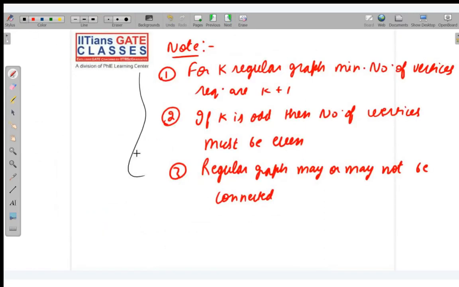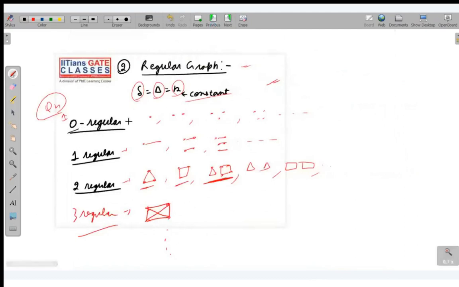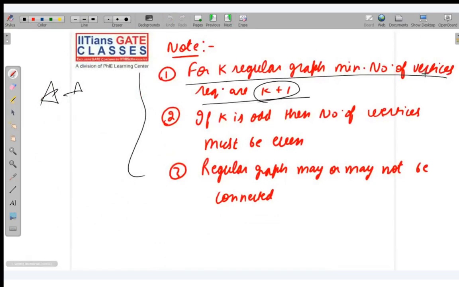So, very important points. These have been asked in GATE many times. First, for k regular graph, the minimum number of vertices required is k plus 1. For example, see this: for 0 regular, the minimum number of vertices was 1. For 1 regular, 2. For 2 regular, 3. For 3 regular, 4. So for k regular, the minimum number of vertices required is k plus 1. In MSQ, they will ask such questions: which of the following is true, which is false.